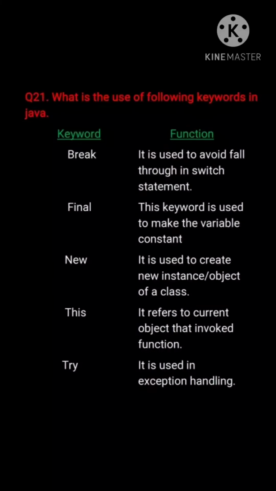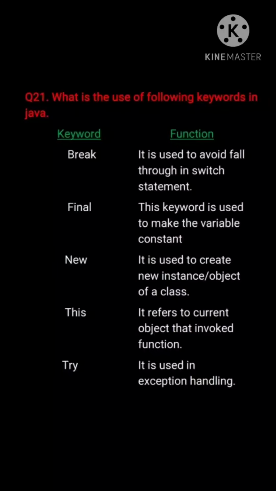First question is, what is the use of the following keywords in Java? The keywords are reserved words that we have already discussed. So what is the use of break? It is used to avoid fall through in a switch statement. What is the keyword final? This keyword is used to make the variable constant when we don't want to change the value further, so it remains constant. The new keyword is used to create a new instance, or for creating an object. And also if someone asks what keyword is used in array initialization, that is also the new keyword.